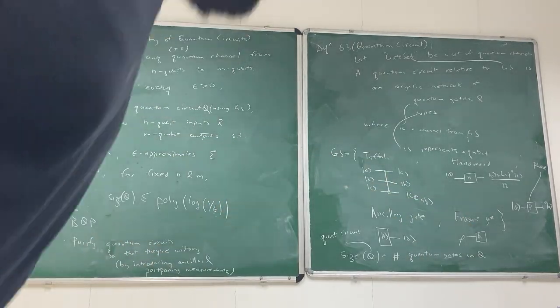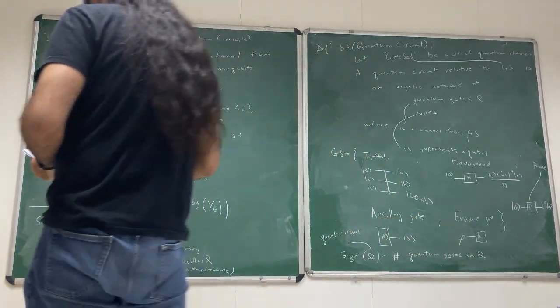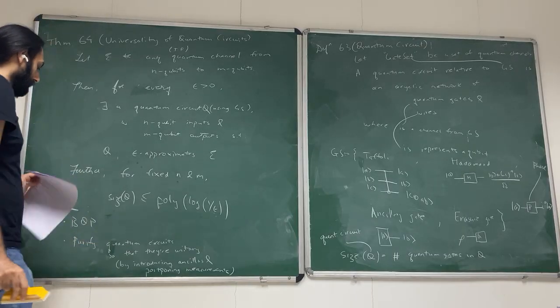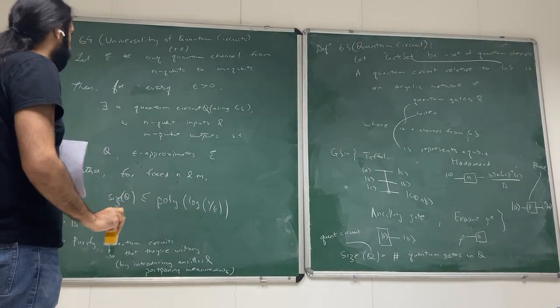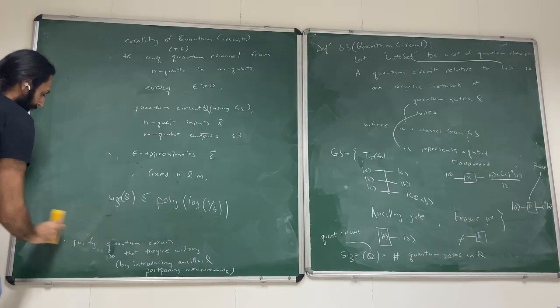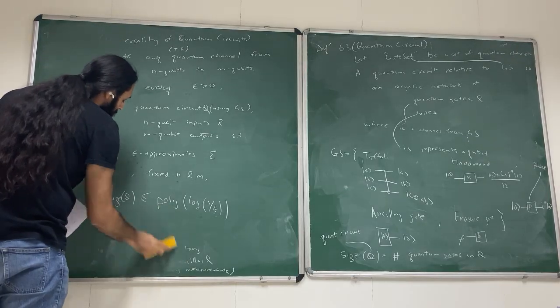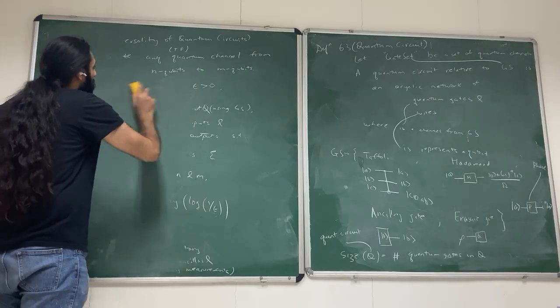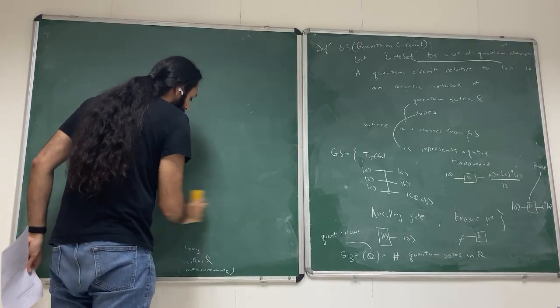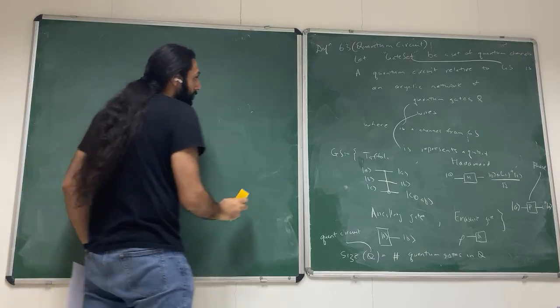Okay, good. So now we're going to look at an example circuit. Since we kind of formalized all of this, let's go to one quick example. The example is the well-known teleportation circuit. So the teleportation circuit does what? That's the following.